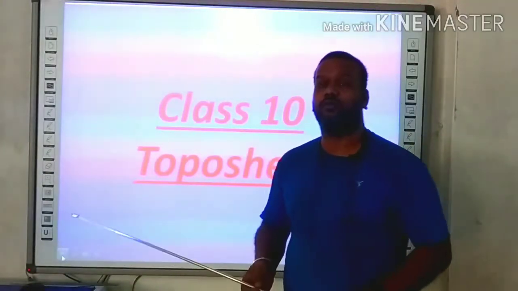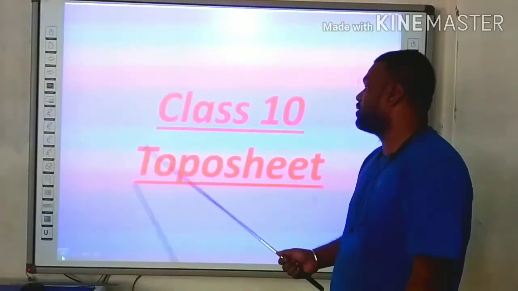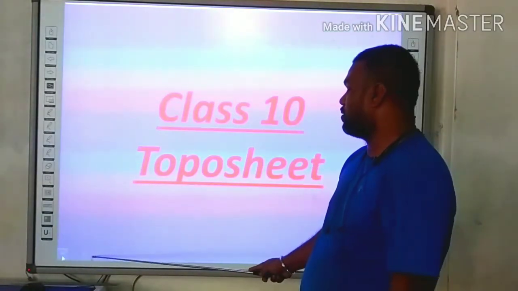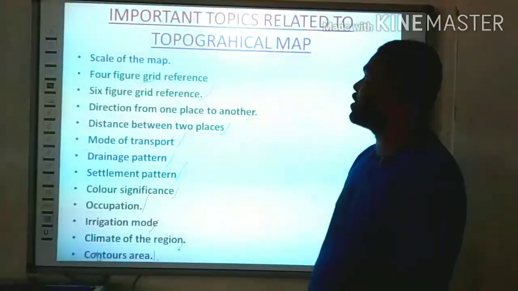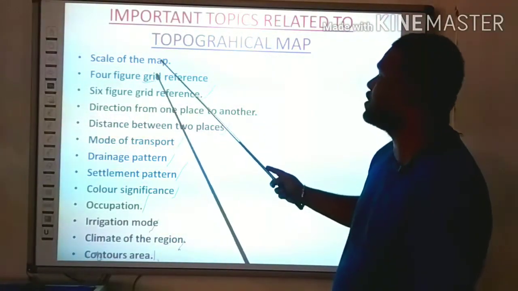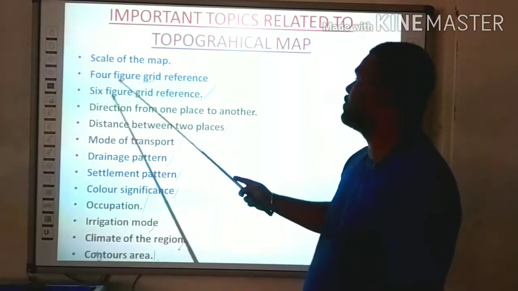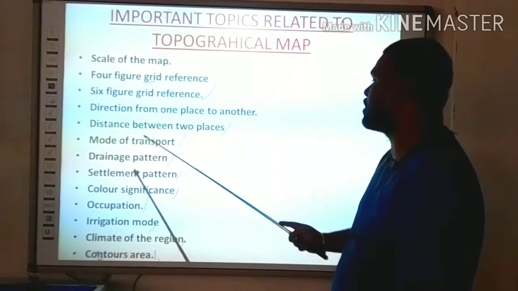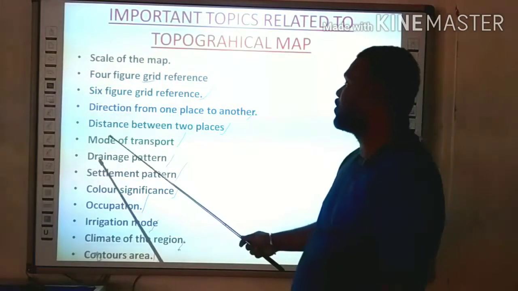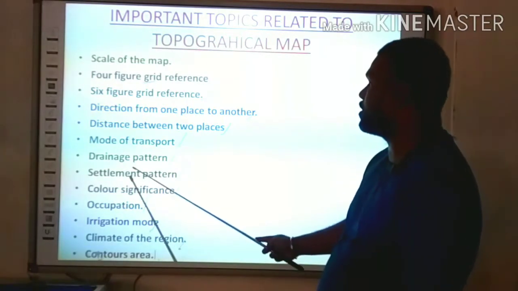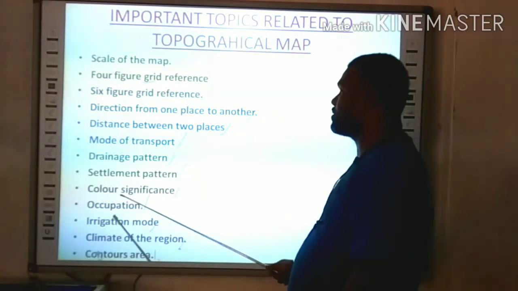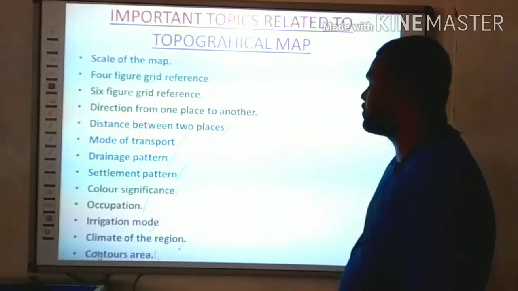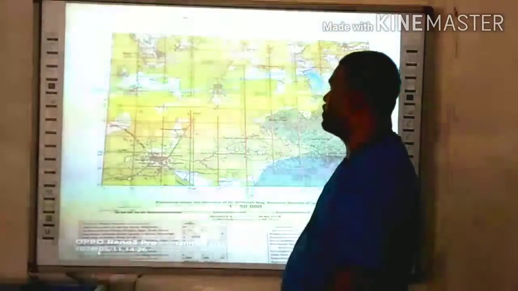Good morning, students. Today we are going to discuss an important chapter from your syllabus, that is topographical map, or what we know as topo sheet. Now let us see what are the important topics we are going to discuss here. Scale of the map, 4-figure grid reference, 6-figure grid reference, direction from one place to another, distance between two places, mode of transport, drainage pattern, settlement pattern, color significance, occupation, irrigation mode, climate of the region, and contours.